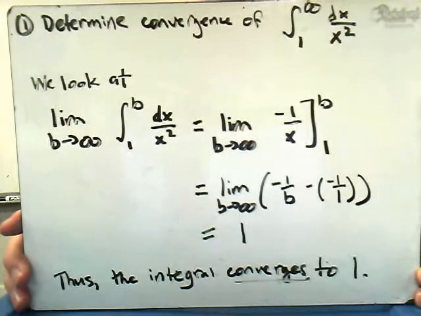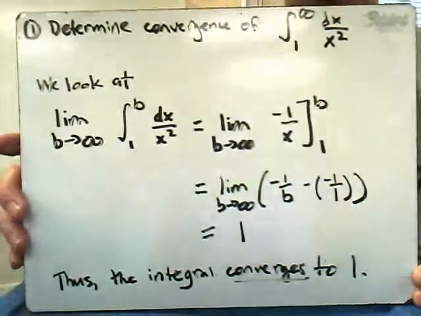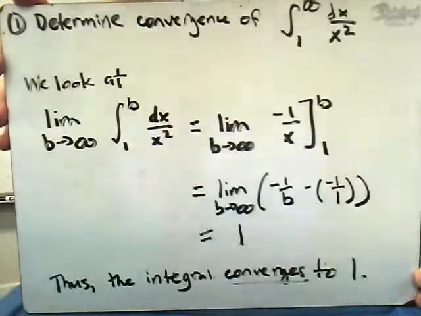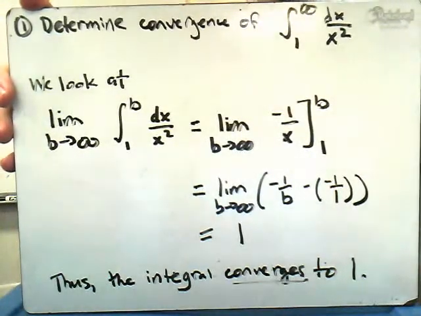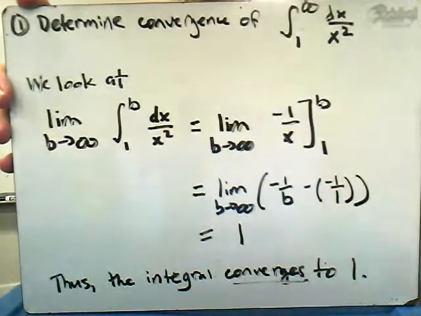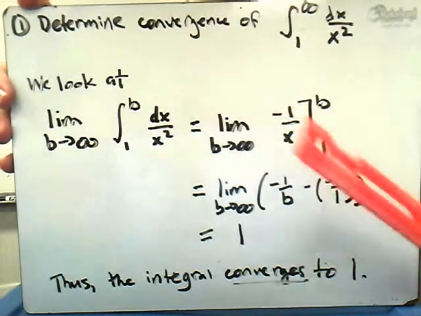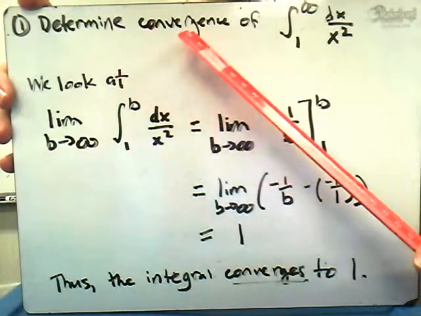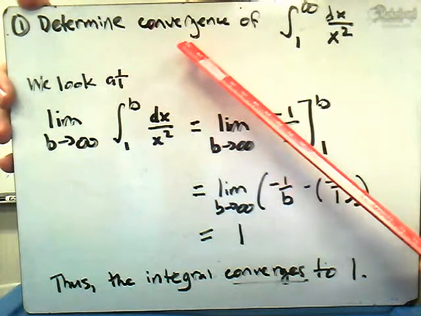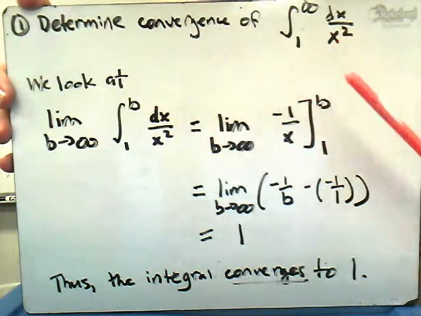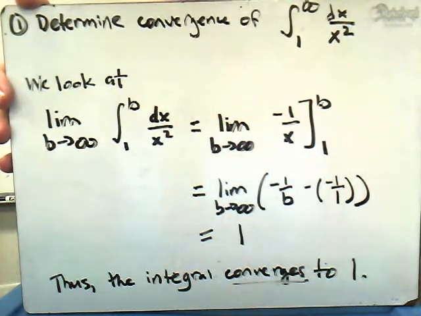Well, we look at the limits of these integrals as the upper limit goes to infinity, or as the lower limit goes to negative infinity. And we'll see an extension of that in just a minute. So our first example is, how do we determine the convergence, which is the term used when the integral does level off to a particular value, of the integral from 1 to infinity of dx over x squared.